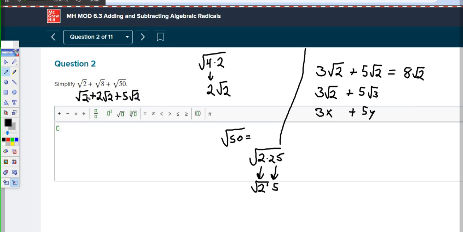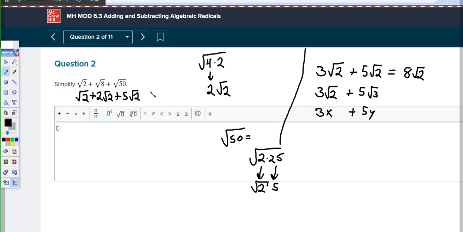Now take a look at this. Now I have one of the square roots of 2 plus 2 more of the square roots of 2 plus 5 more of the square roots of 2. I have here all square roots of 2. I can add these. This would be like saying I got one of the x's plus 2 more of the x's plus 5 more of the x's. So you have to simplify these radicals first to see if you can add them or not.